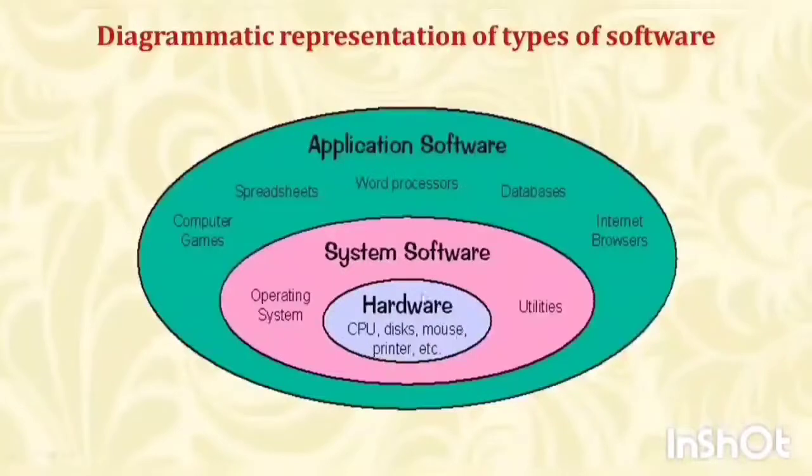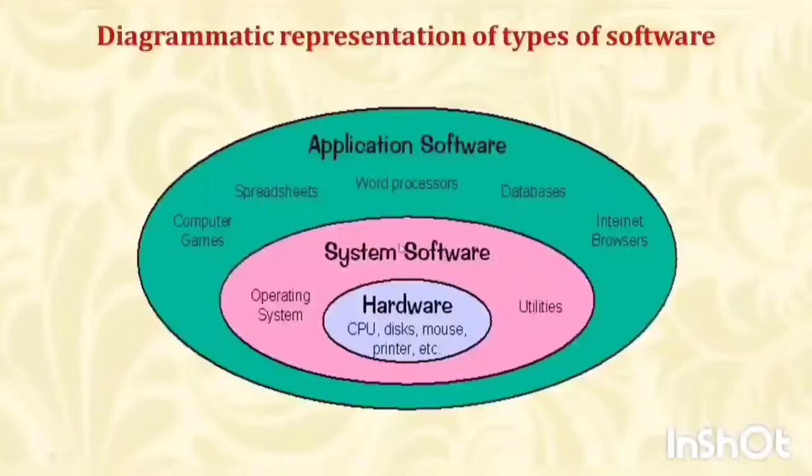Hardware, as I said earlier, are the parts of the computer which you can touch and feel: CPU, disk, mouse, printer, etc. And to make this hardware work, we need to install system software. After the installation of the system software, according to the user requirement, the application software is installed. So the operating system acts as an interface between the application software and hardware. System software such as operating systems is required for the system to work. Without an operating system, a system cannot be started.